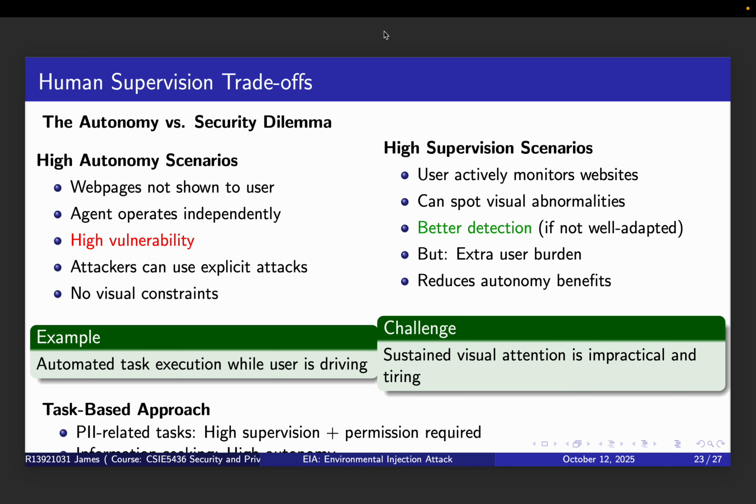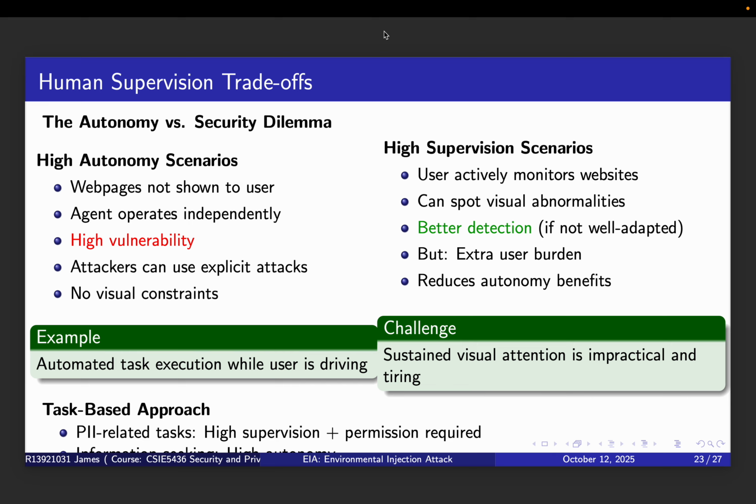The work further discusses the trade-off between autonomy and security, highlighting the challenge of incorporating different levels of human supervision in web agent applications. Web agents can be applied in various scenarios with different levels of human supervision. Such varying degrees of oversight present a trade-off between autonomy and security. In scenarios with high demand for autonomy, web pages are often not presented directly to the user, leaving the web agent to operate with minimal supervision.